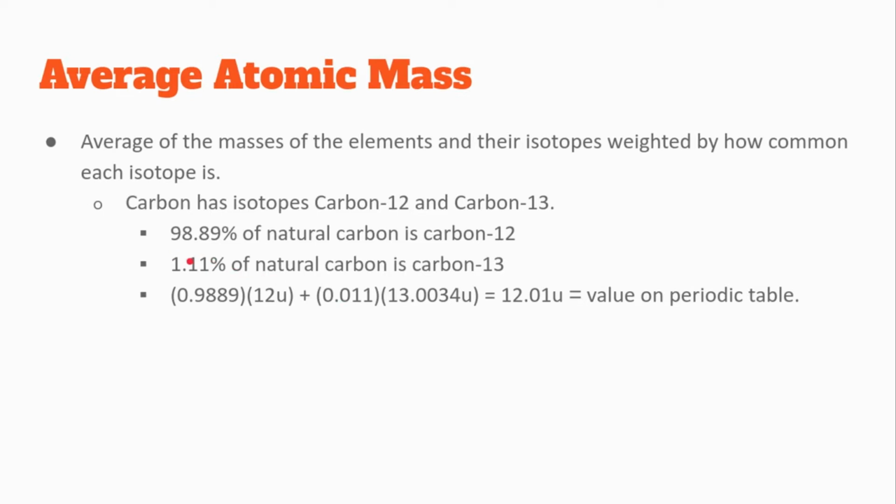And then we do the same thing with carbon-13. I guess I forgot one of my ones here, but we change that to 0.0111 and multiply it by the mass of carbon-13, which isn't exactly 13, it's 13.0034. And then we add those together, and that gives us a weighted average of 12.01, which if we look on the periodic table, is the atomic mass of carbon. And so that's where they get that from, is using this type of calculation.